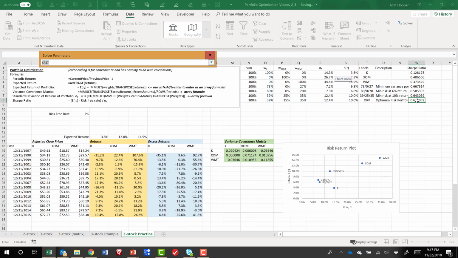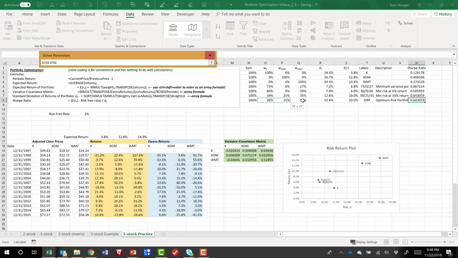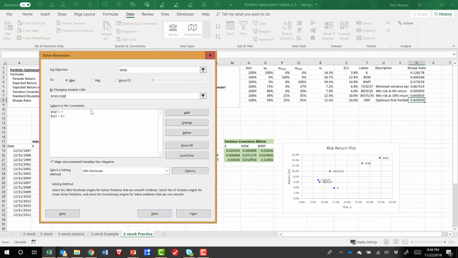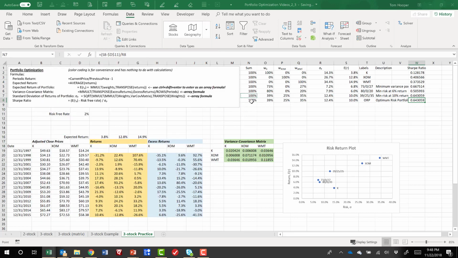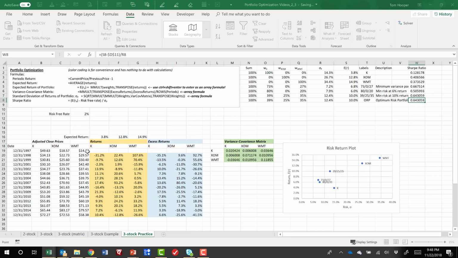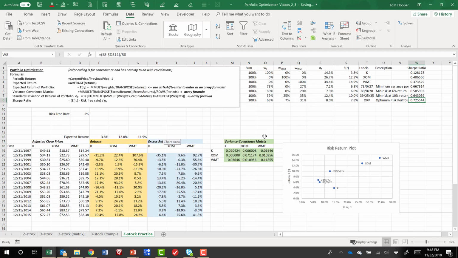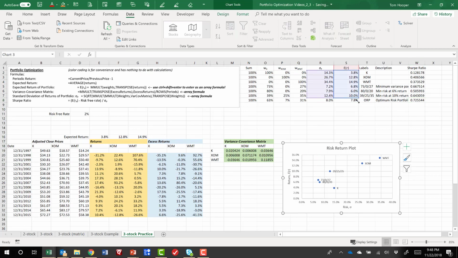In this case, our objective is the Sharpe ratio, but we want to maximize it by changing these weights, subject to the constraint that the sum of the weights is equal to 1, and we won't constrain it any more than that. And in fact, we did find a higher Sharpe ratio. Let's add that to our chart.